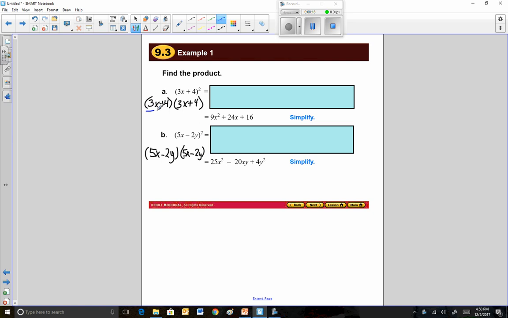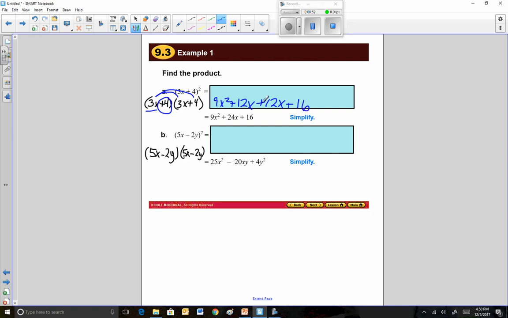Once again, we take the first term times each one of these, so 3x times 3x is 9x squared, and 3x times the second term, 3x times 4, is a 12x. And now we have one more step. We have to take the second term times each one of these. So take 4 times 3x, we get 12x. And we have 4 times 4, well, that would be 16.